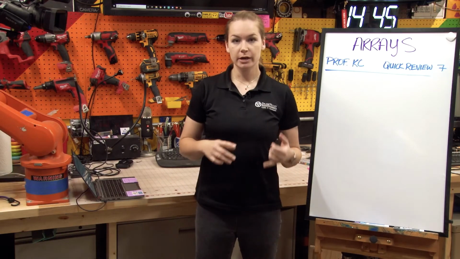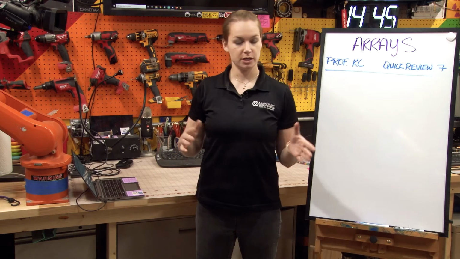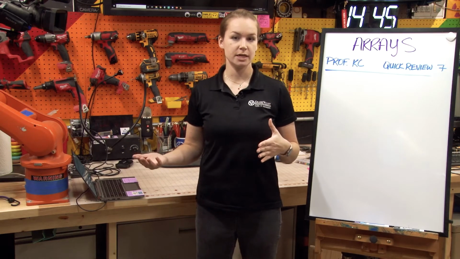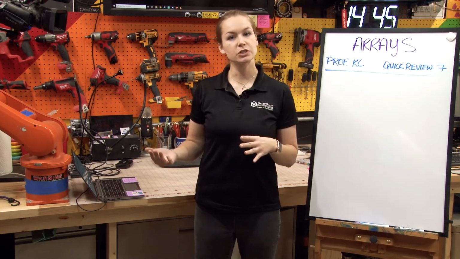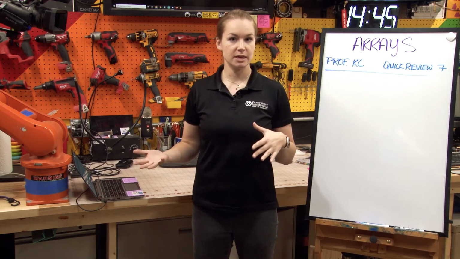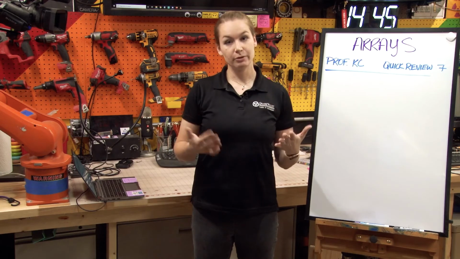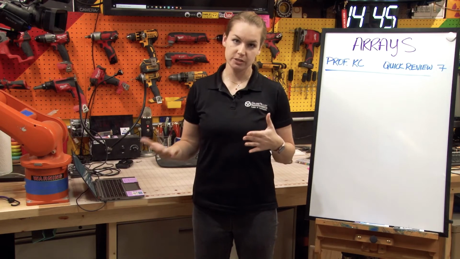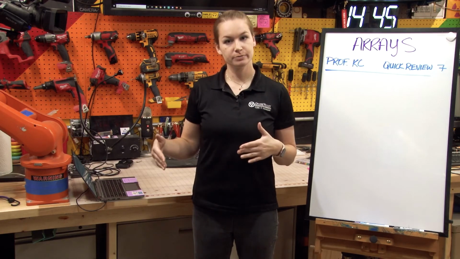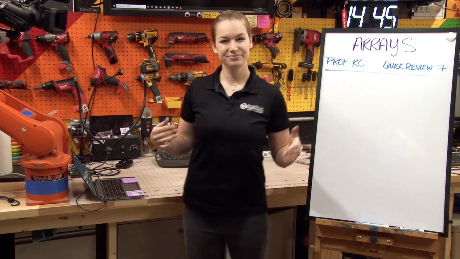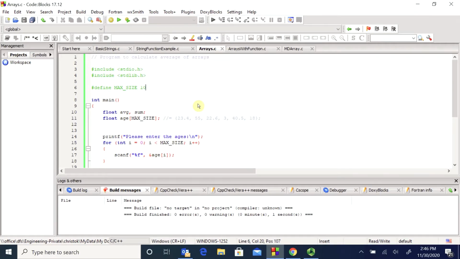Hi everyone, this is quick review number 7 for EGR 112, where we'll be talking about arrays. We're going to be talking about both arrays used in the regular main function of C, as well as using arrays with functions and passing them down. So this example will be two things where the program does the exact same thing, one without using functions and one with using functions, so you can see how that works. Let's jump in.